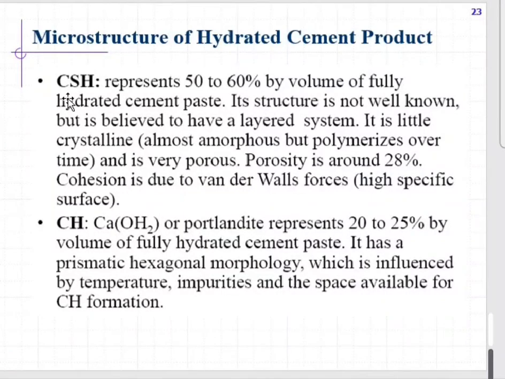So this fully hydrated cement paste cannot absorb more water or any other kinds of compound. However, this Portlandite, or Ca(OH)2, represents about 20 to 25% of the volume of fully hydrated cement paste. Its morphology can be affected by temperature, impurities, or any other compound. So all the durability issues with respect to chemistry are related to this compound.